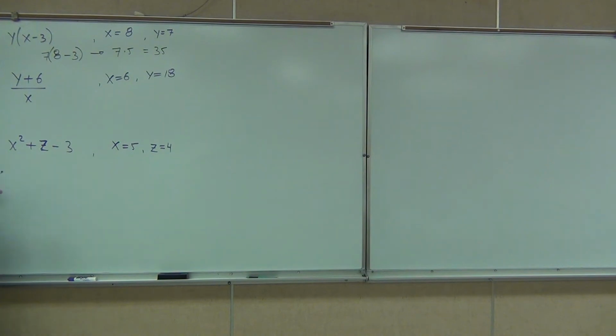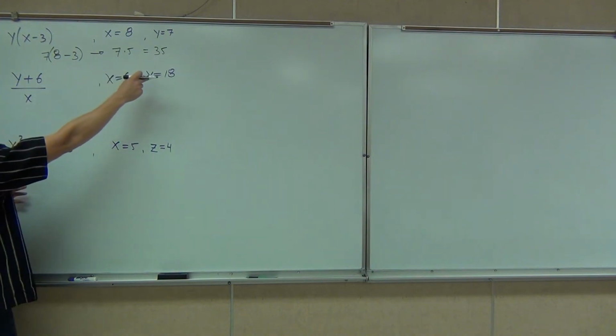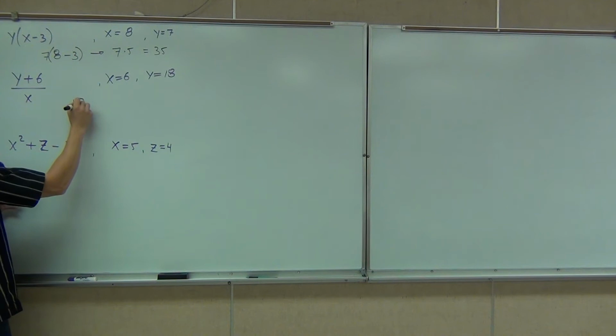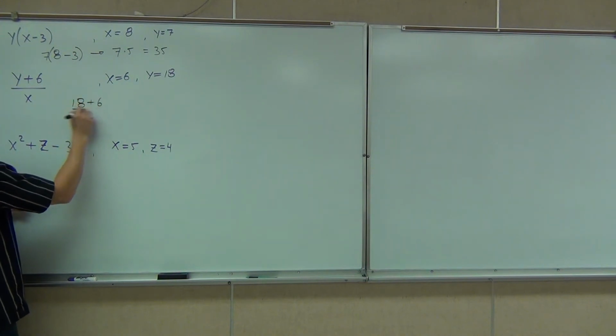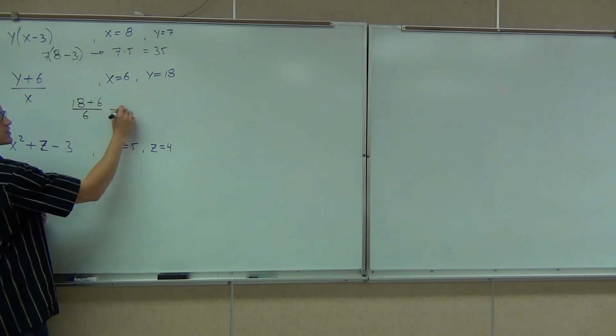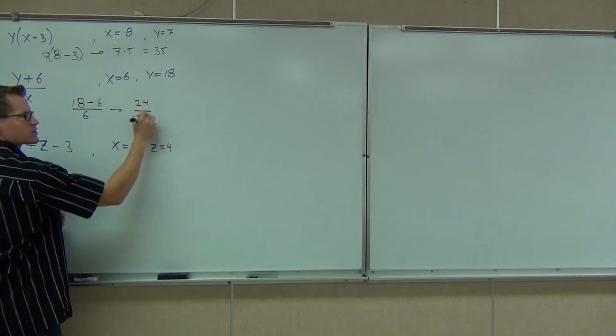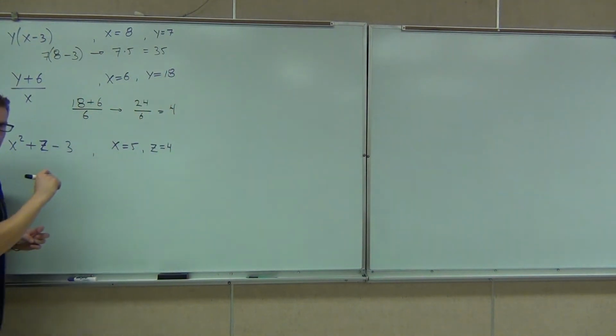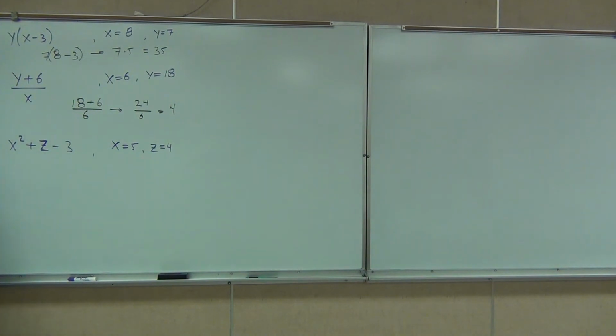Next one, very similar idea. Y this time comes second here, so we're going to have 18 plus 6. We'll have this over 6. If we add those together, we'll get 24 over 6, and our answer is 4. Did you get 4? Yes. Good.